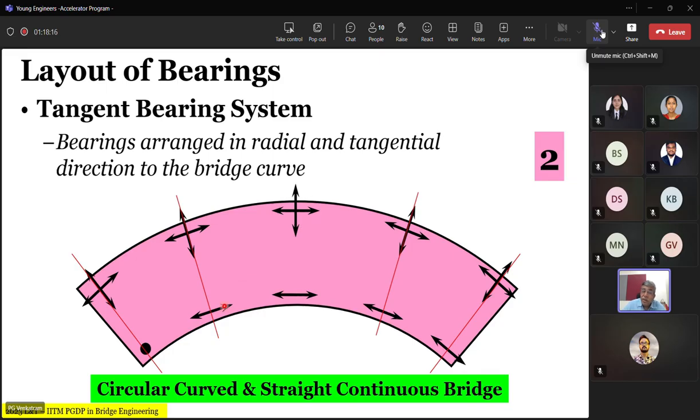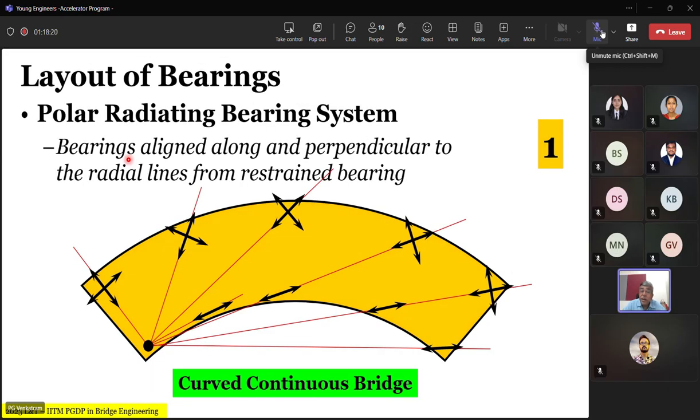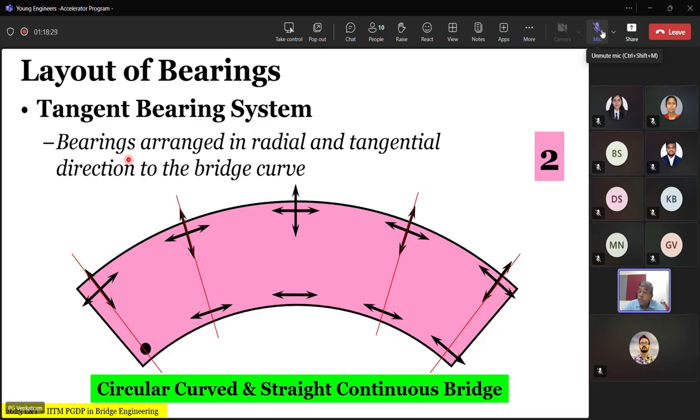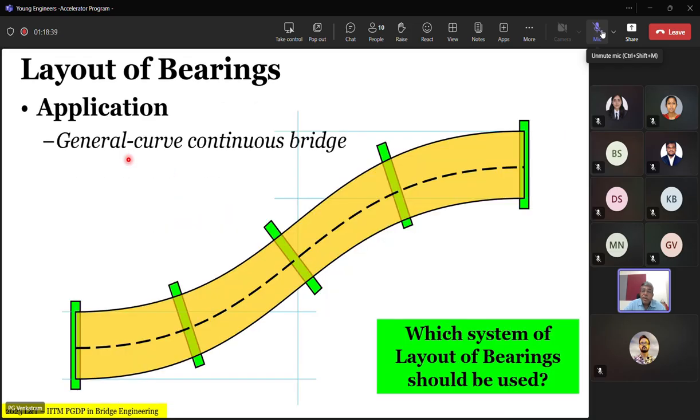So whether to choose a tangential or a polar radiating depends upon which deformation is significant. So for the first time, you are reaching a situation where the choice of bearing depends upon an estimation of deformation. So far, we were all choosing it on the basis of the estimation of the forces. This is the first time you end up choosing it based on the estimation of deformation, right? Then comes a complicated situation.